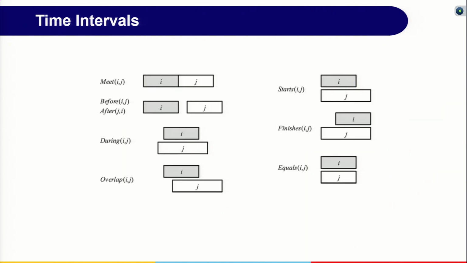This is a pictorial representation of all the relations that we have seen so far. Meet is when they both meet, and start is when they both start at the same time, as we can see here. Before and after mean i happened before j, and after says that j has happened before i. Finishes says that they both end at the same time. Equal is obvious: they both have the same time intervals. And overlap here says that j starts before i ends and finishes after i finishes the interval. And during says that j has a bigger time interval and i happens during that time interval.